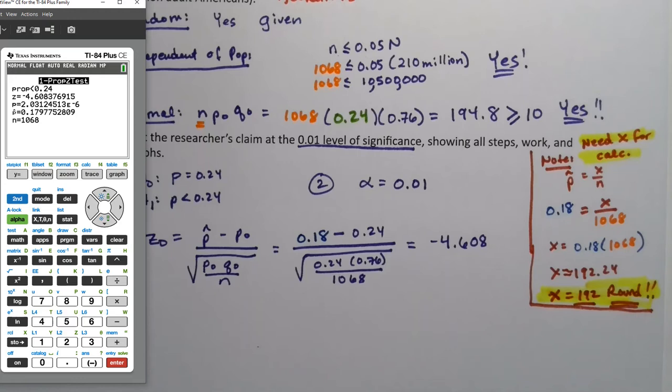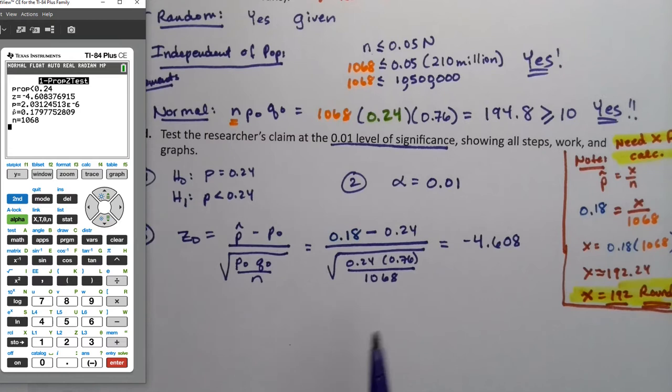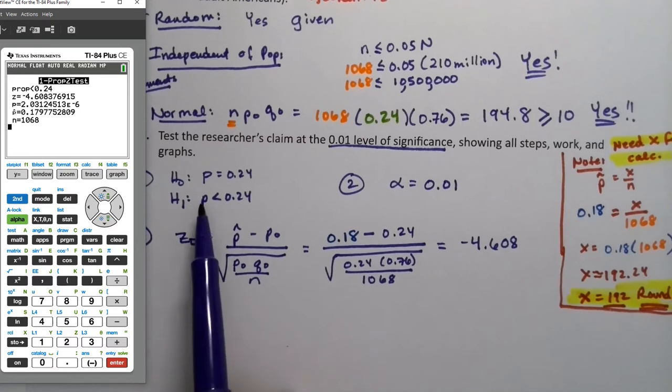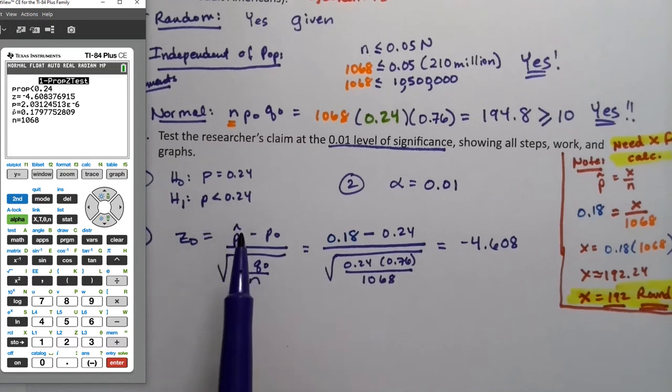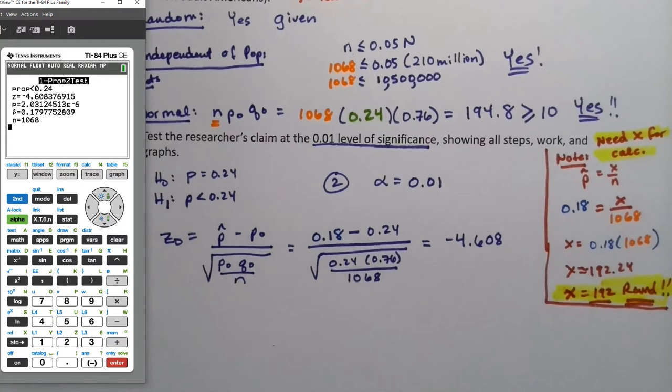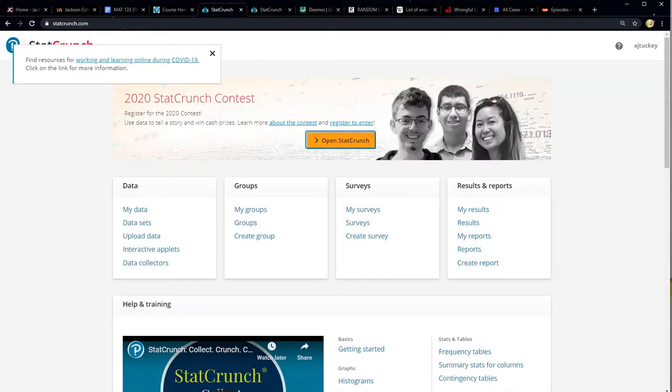And you'll notice at the top of the screen it says prop less than 0.24. That should match your H1. That should be what your H1 looks like. Proportion less than 0.24. All right, I'll come back for the p-value, but I want to show how to do this in StatCrunch as well. So let me go grab StatCrunch.